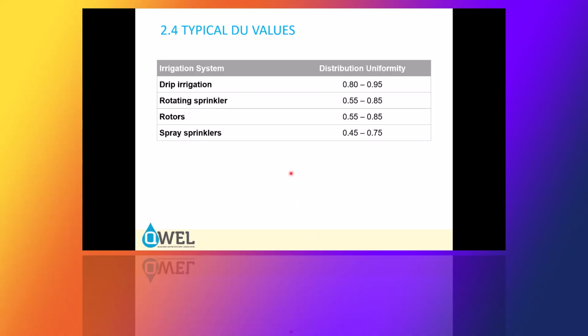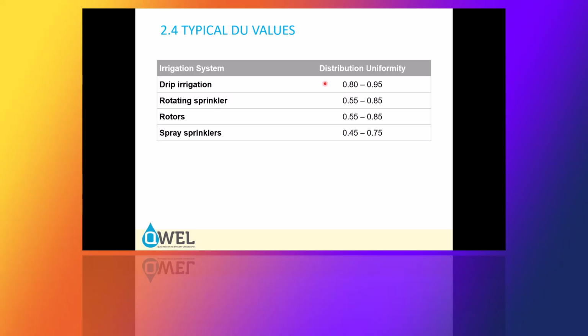Typical distribution uniformity values, and this is important to know also for the exam. Drip irrigation has about the highest, which makes sense because we are applying drip irrigation very specifically to the root zones of the plants. It's at a lower pressure than other irrigation. So their distribution uniformity is between 0.8 and 0.95. Remember, distribution uniformity is usually less than 1.0. 1.0 is considered to be a perfect system, and there are no perfect irrigation systems out there.